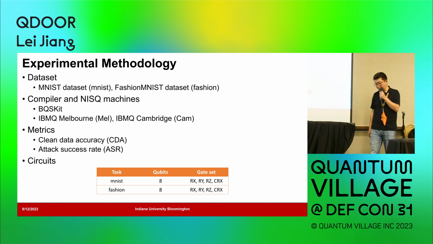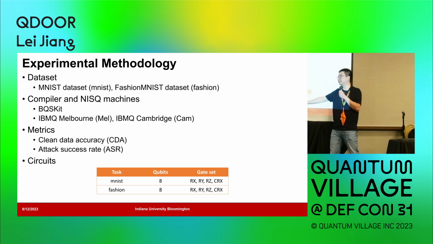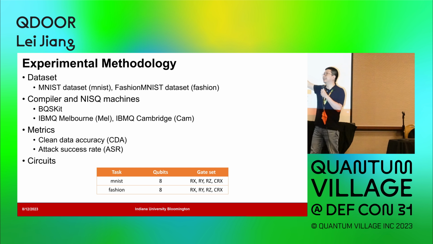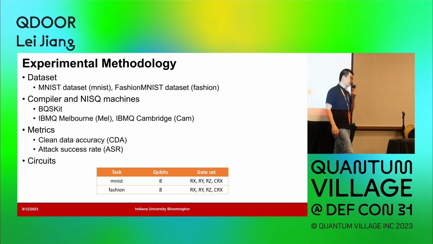So we have two circuits, both of them use 8 qubits, and we use these complex gates to implement the circuit. And eventually these gates will be translated to the native gate set on these two NISQ computers.